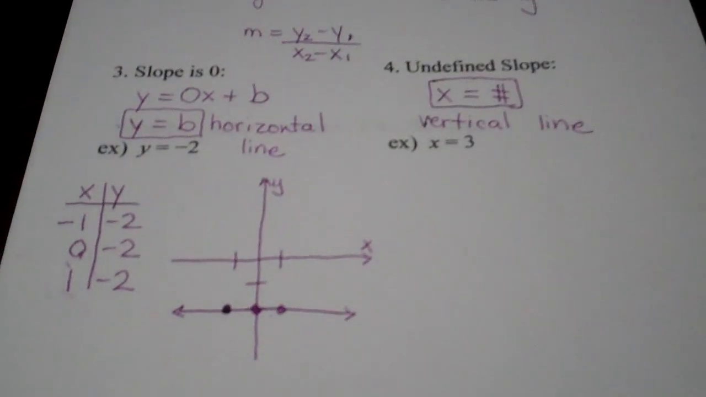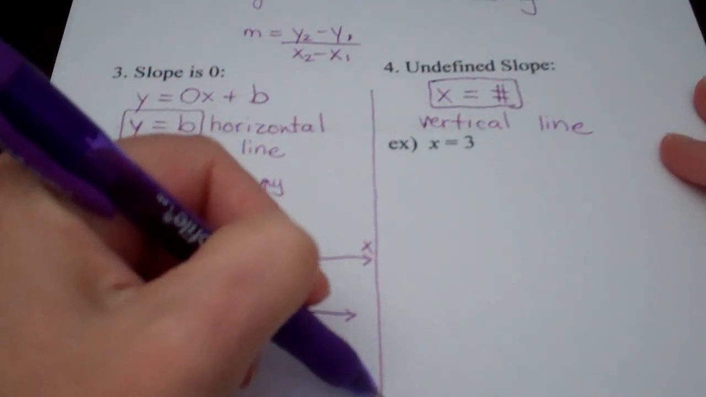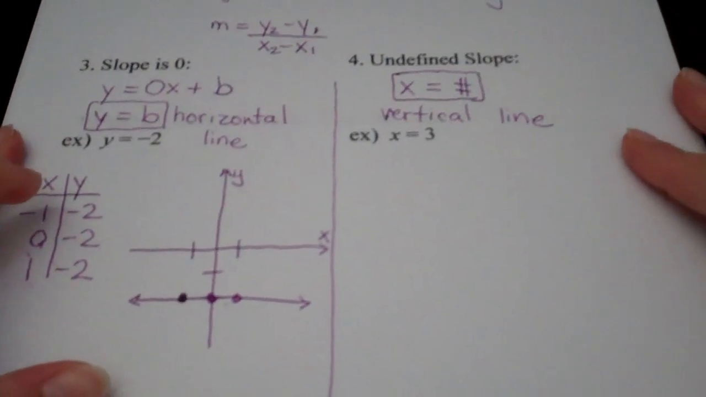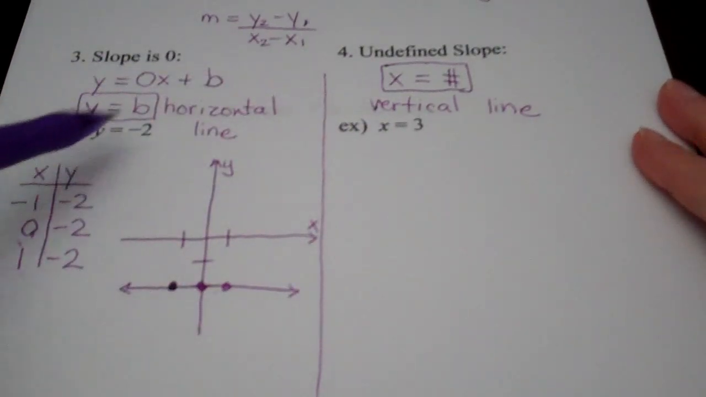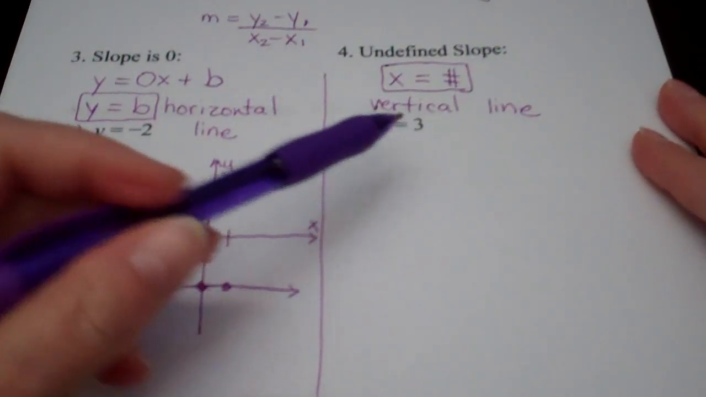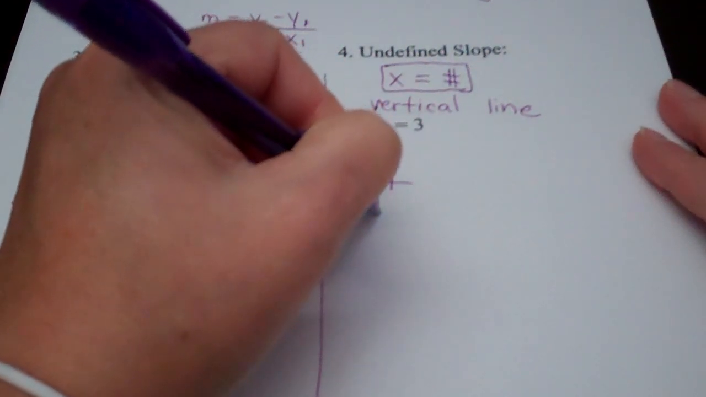So let me give you another example, kind of a similar type of analysis here so that you can see how the graph of a vertical line would look. It's kind of the opposite phenomenon here, right? So now I have x equals 3. So now my x value is fixed at 3.